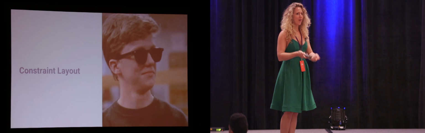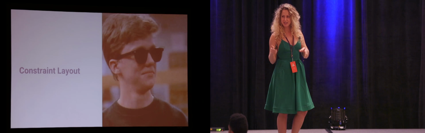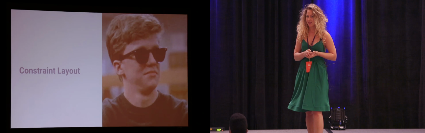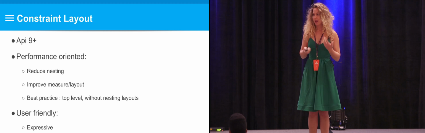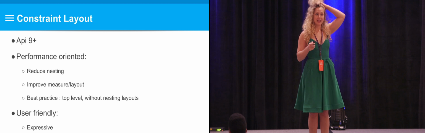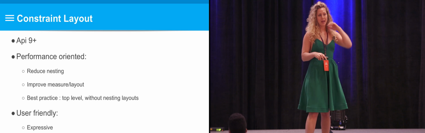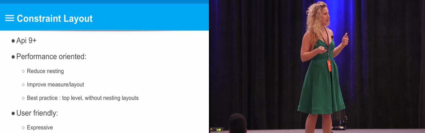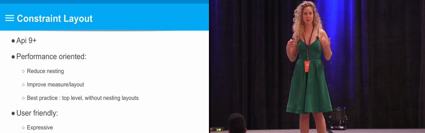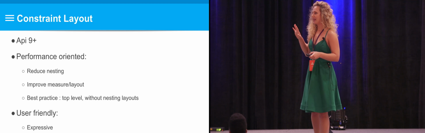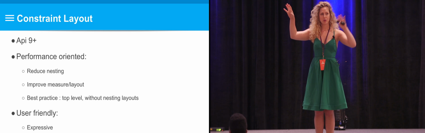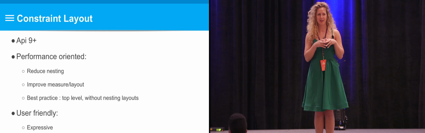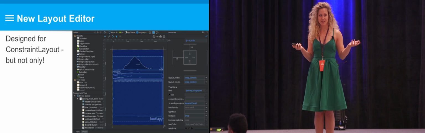So on IO 16, the constraint layout was announced. Hopefully you guys had the chance to play around with it. Once again, I'm not going to deep dive into it and how to use it, but its whole point is to address this problem. So we have a layout that is supposed to be very performant. Why? Because it's kind of like relative layout, where you have a lot of views, and you can define the connections and the constraints between them in a very complex way.